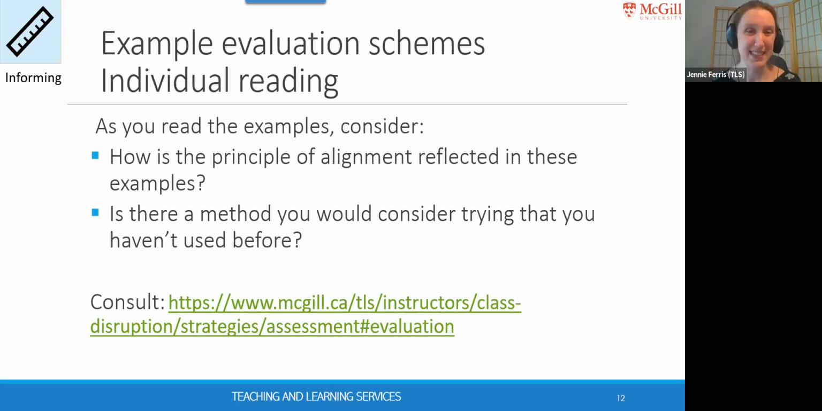Since you've probably noticed already that we like to use guiding questions to help focus thinking and reading and speaking as well, you'll see that we have two guiding questions here on the screen that we are going to ask you to keep in mind as you read some examples. And I'm going to ask Carolyn to toggle to the TLS website, and Rose to please add that link into the chat.